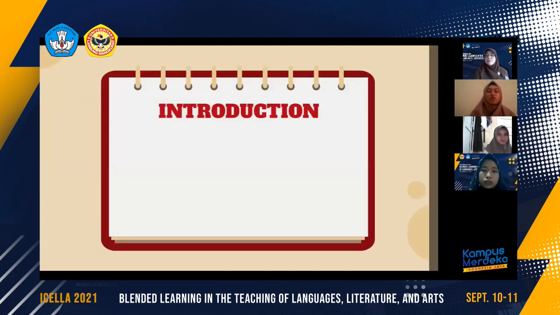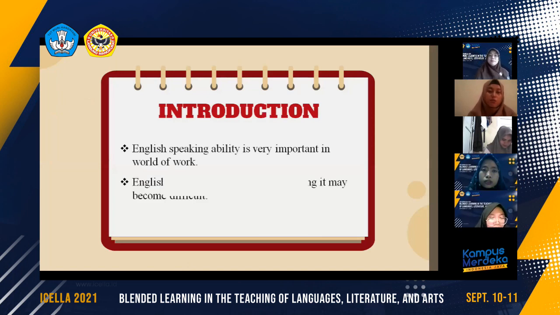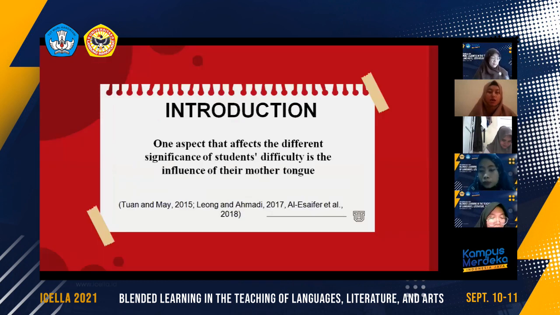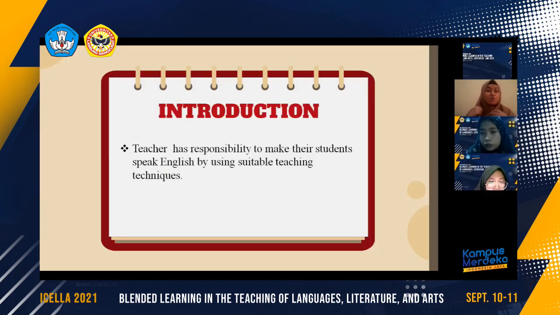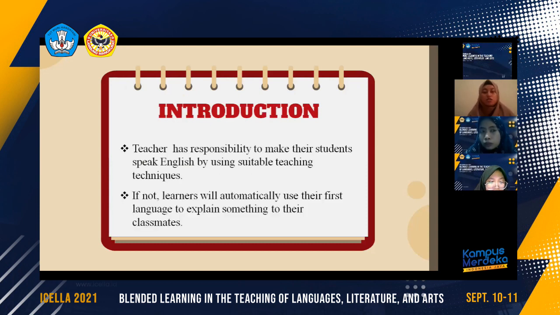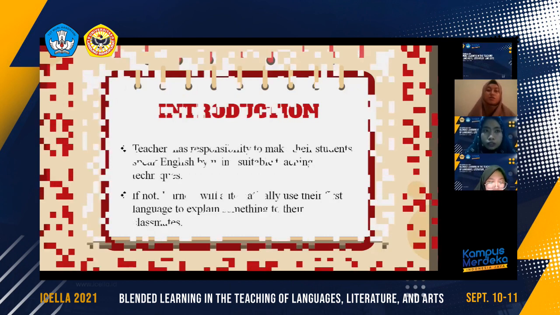And first, from introductions. English speaking ability is very important in the world of work, but English is a foreign language, so learning it may become difficult. And one aspect that affects the different significance of students' difficulty is the interference of their mother tongue. So, teacher has responsibility to make their students speak English by using suitable teaching techniques. If not, learners will automatically use their first language to explain something to their classmates.